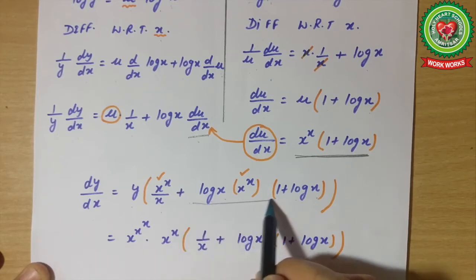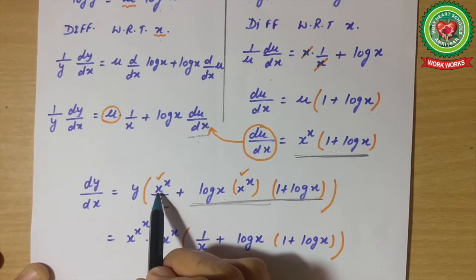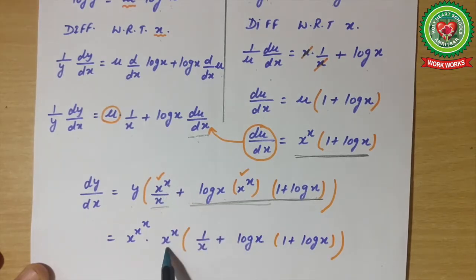Now, these two terms are there, 1 and 2. Which factor is common there? X raised to power x, we will take x raised to power x as a common factor. Rest is the answer there. And y value is starting x raised to power x raised to power x.